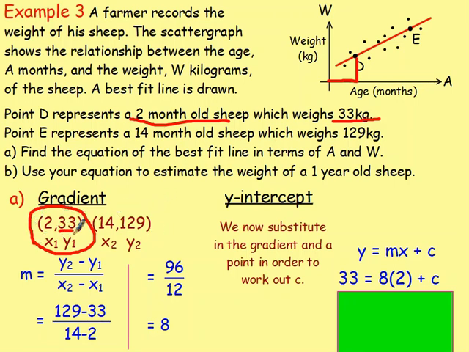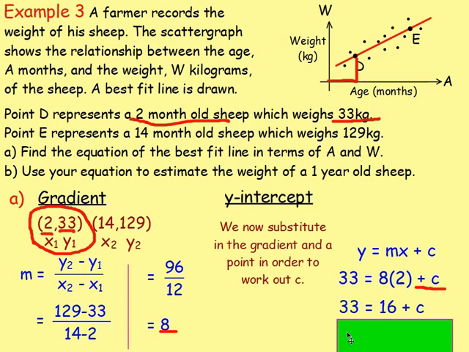So the y value is 33, so I'd have 33 equals, m is the gradient, which was 8, so it'd be 8 times x, and x was 2. So 33 would be 8 times 2 plus c. C is just staying as it is, and we're wanting to work it out. So that means that 33 equals 16 add c, and 16 add what gives you 33?